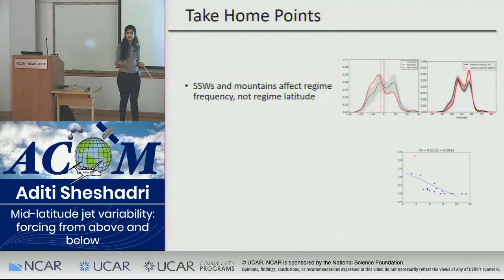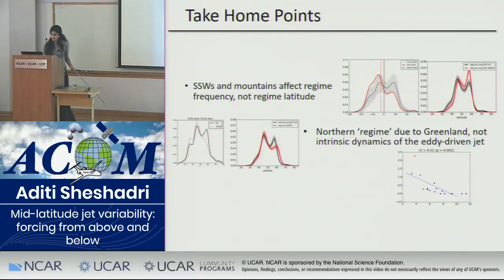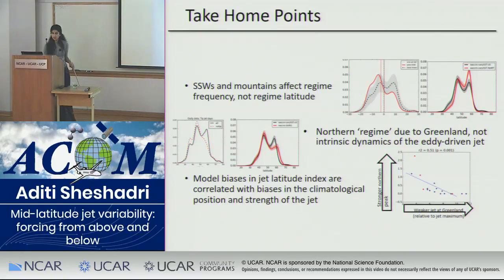It's also different if you look at it in terms of the spectral content of the jet latitude index. There is no 10-day timescale that peaks from such a thing. So when there's forcing on the Atlantic jet, you're affecting the frequency of these regimes and not so much the latitude of the regimes. The northern regime, or the preferred position, is not so much a dynamical thing as just the presence of Greenland. The fact that you have Greenland and westerlies impinging on the tip of Greenland is what is responsible for this northern peak. And in terms of the CMIP, the model biases in jet latitude index appear to be correlated with biases in the climatological eddy-driven jet, both position and strength.